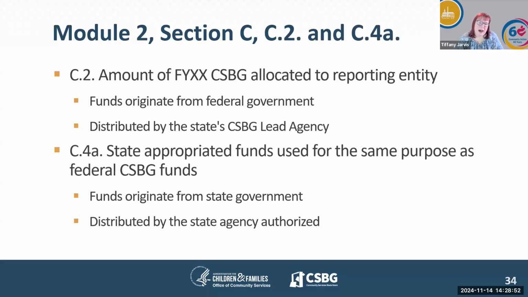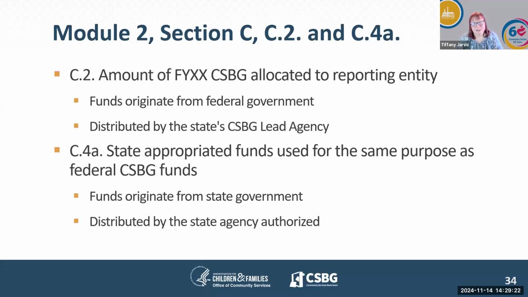Now let's look at C2 compared to C4A. C2 are all funds received that are under the federal CSBG Act. These funds are given to the state CSBG lead agency for distribution to the eligible entities. It is important to remember for this data point and any others under Section C, you must consider the point of origin because most federal dollars are passed through to a state or local government before reaching the agency.